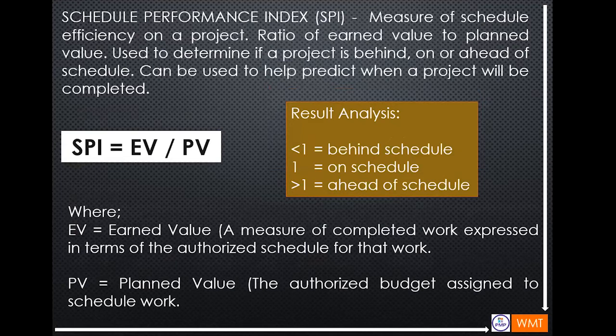And also you have to know the schedule performance index. This measures schedule efficiency on a project, the ratio of earned value to planned value, and is used to determine if a project is behind, on, or ahead of schedule. It can be used to help predict when a project will be completed. So schedule performance index is equal to earned value divided by planned value. If the result is less than 1, it is behind schedule. If equal to 1, it is on schedule. And if it is more than 1, it is ahead of schedule.